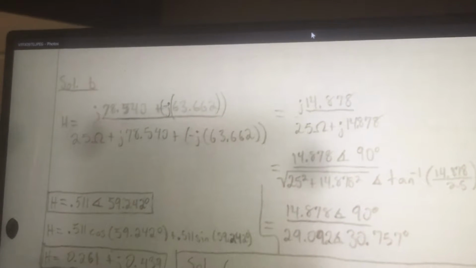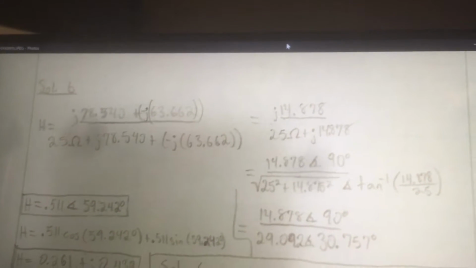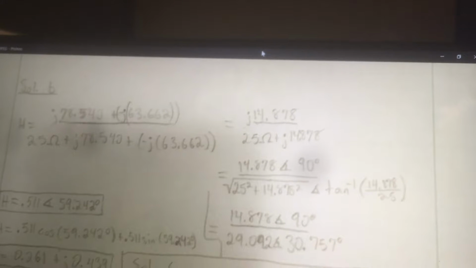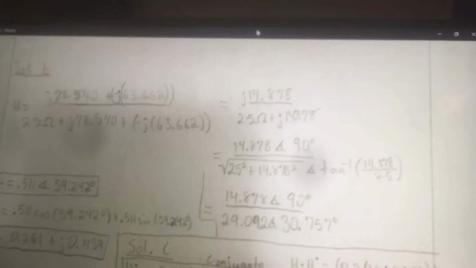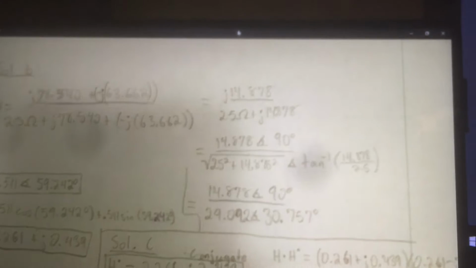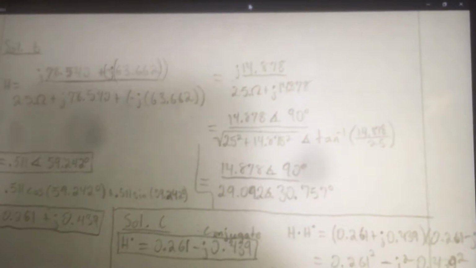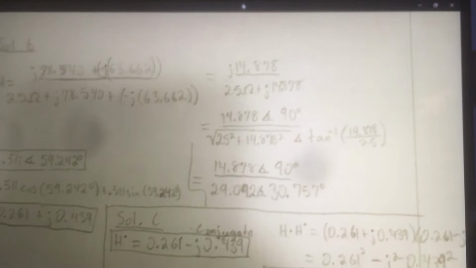If we simplify the two J components on top and on bottom in the numerator and denominator, we can simplify it to 14.878. So on top, since we still only have one component, which simplifies to 14.878 angle 90 degrees, we put it in polar form so it'd be more simple to divide. In the denominator, we had two components, a J component and an X component, or a Y component and X component. Because we have two components, we can find the resultant or the hypotenuse. So we say 25 squared plus 14.878 squared, and the square root of that will give us our hypotenuse.